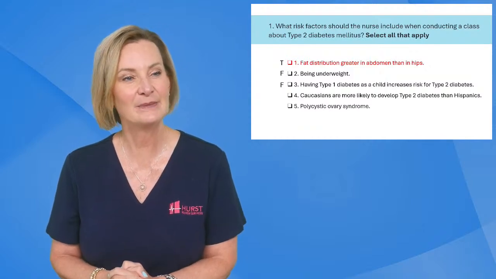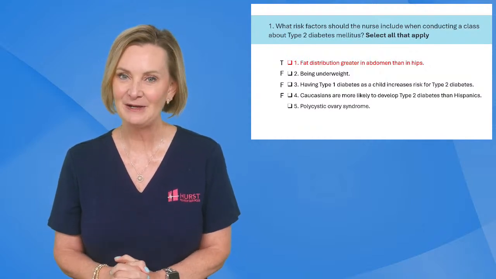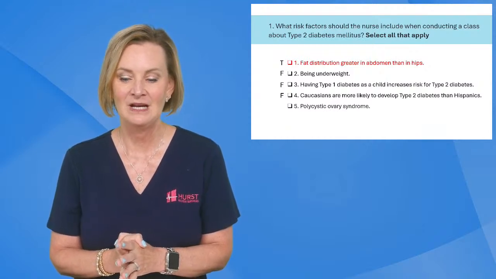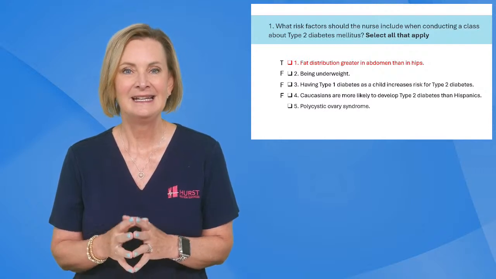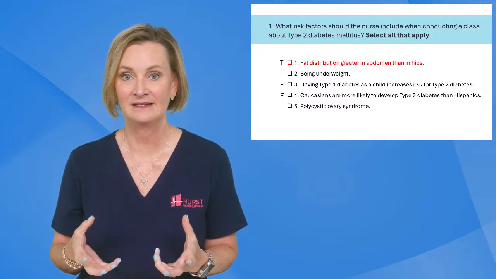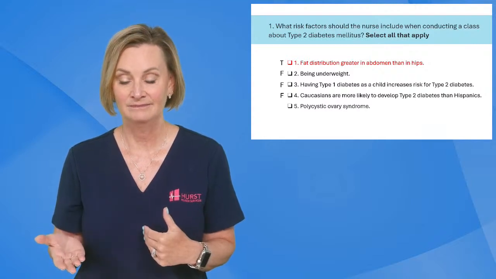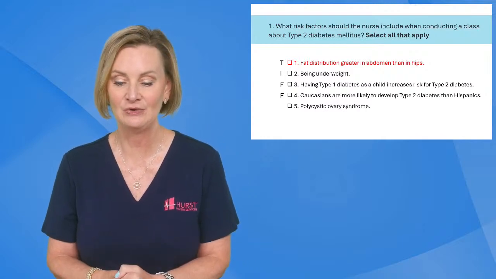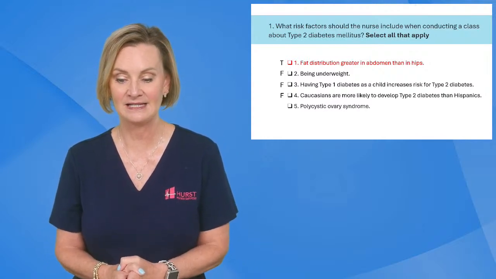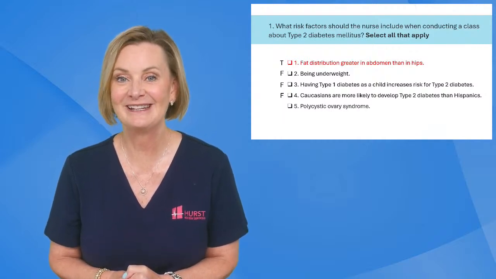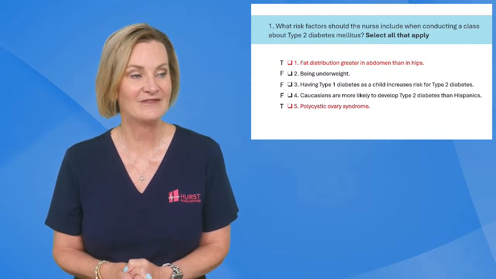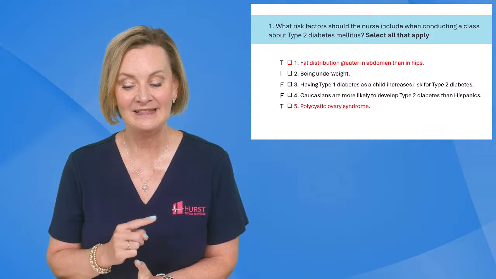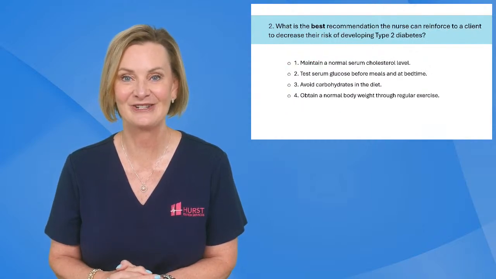Now lastly, let's look at number 5. What do you think about number 5? Polycystic ovarian syndrome. Well, PCOS. It is a hormonal imbalance, a cystic disorder. Women who have this are at increased risk for type 2 and also for cardiovascular disease. This should be included in your education about risk factors. All right, are you ready for one more question? Read this question and decide your answer.